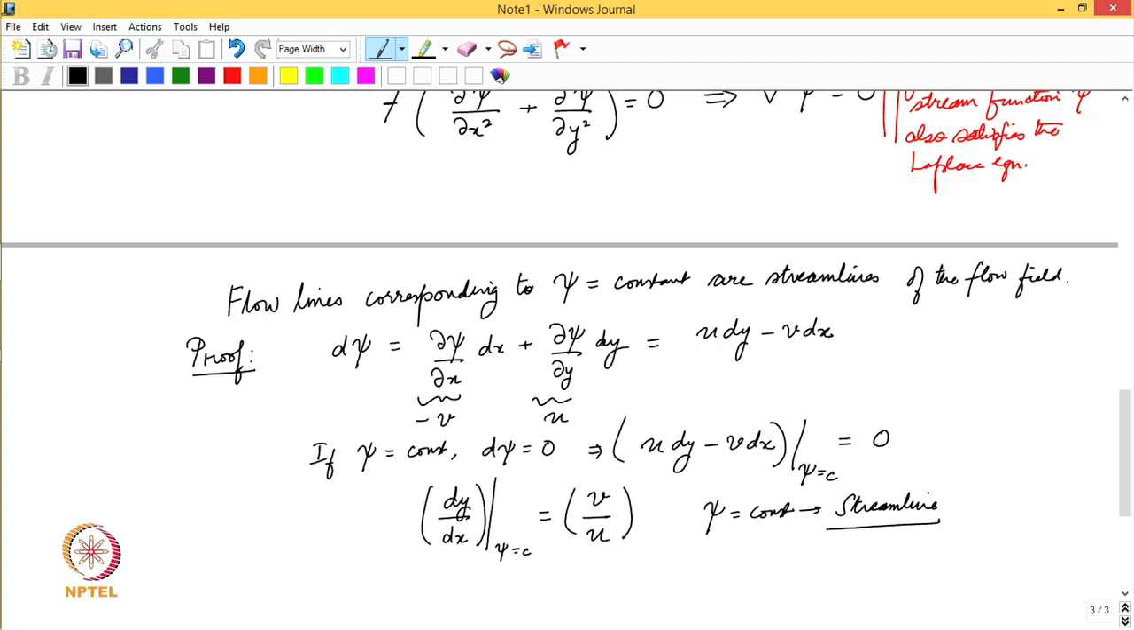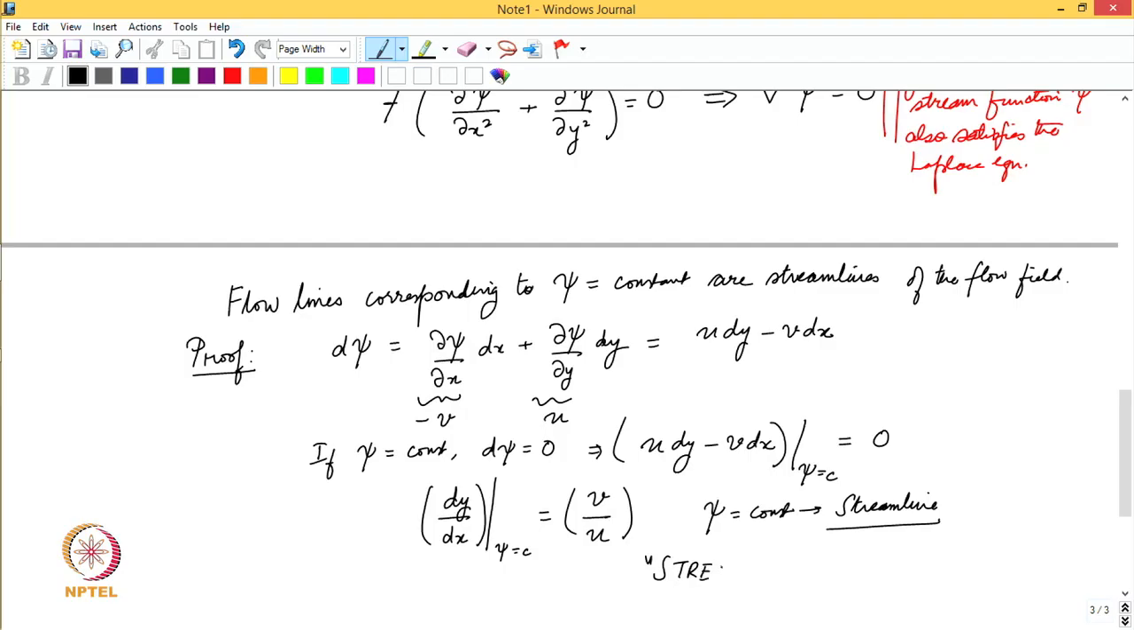Furthermore, each unique value that we assign to psi pertains to a new streamline. So, hence we get the name stream function. That is the whole idea why this is called a stream function, that this function can take a range of values, and for each unique value you get a unique streamline.